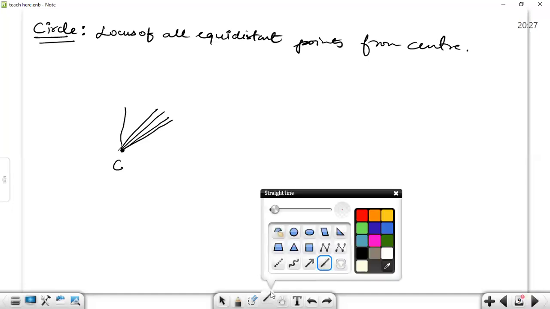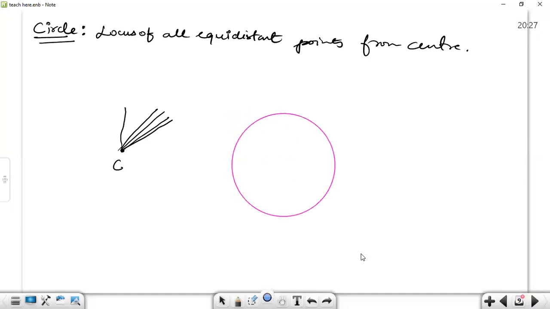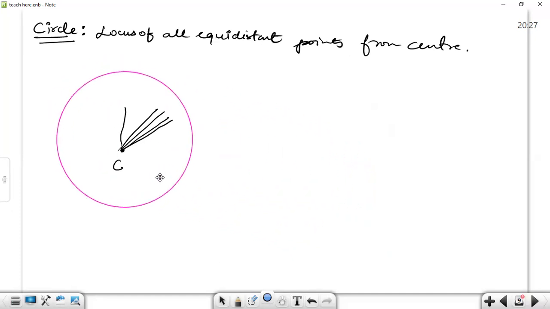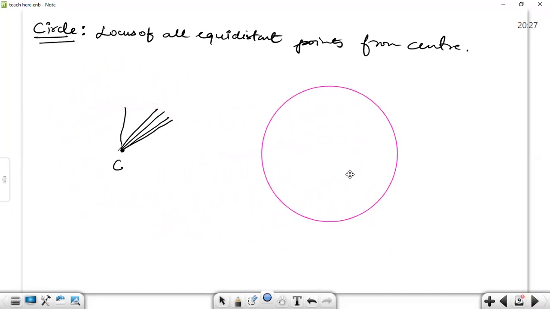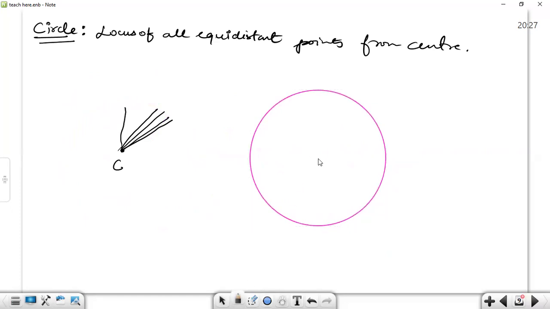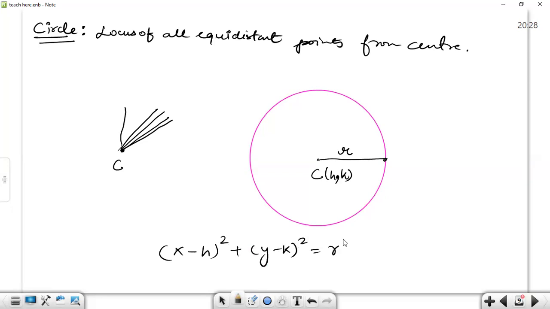Let me take help of technology. This is a circle, in which there is a center, and the center is equidistant from all of the points of the circle. If we call the center's coordinates h and k, and the radius is r, then the equation of the circle is (x minus h) square plus (y minus k) square equals radius square.